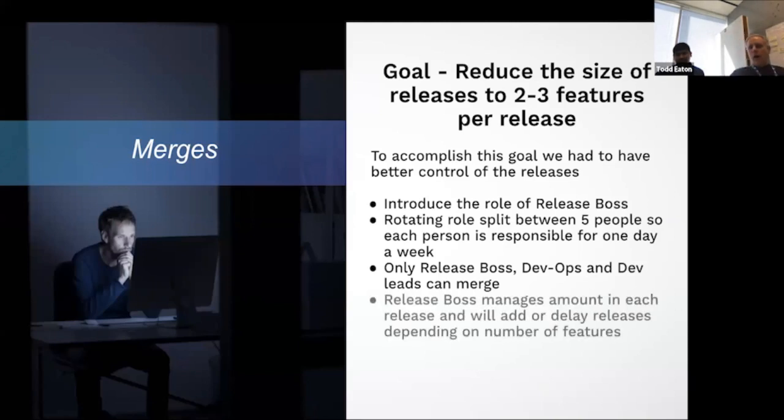The release boss will manage the amount, because there's going to be times where we may need something more than 2 to 3. We just had our CCPA initiative come out. For people that don't know, CCPA is an American GDPR. It's the California Consumer Protection Act, and we had to put things on our site to accommodate that. In those, we actually had to do a few more features per release, but we were okay with that because the release boss would keep control and understand what services he had to go out for them.